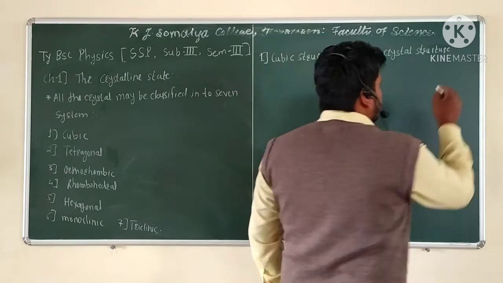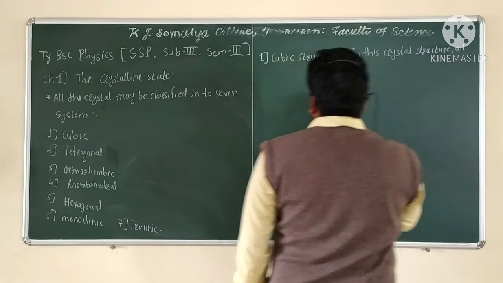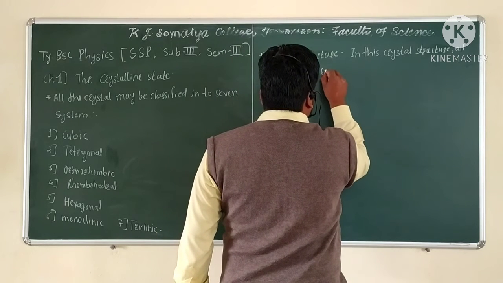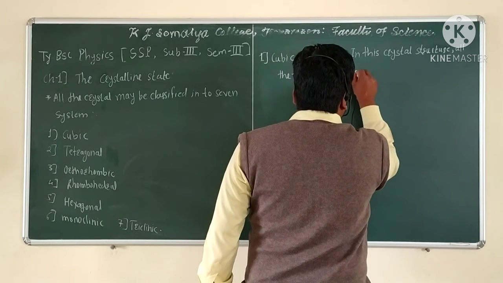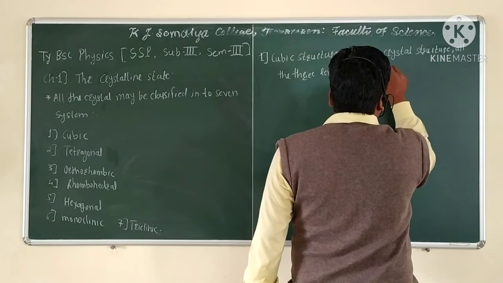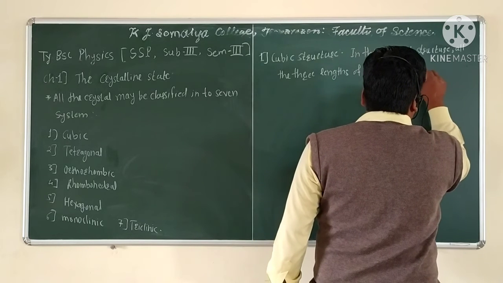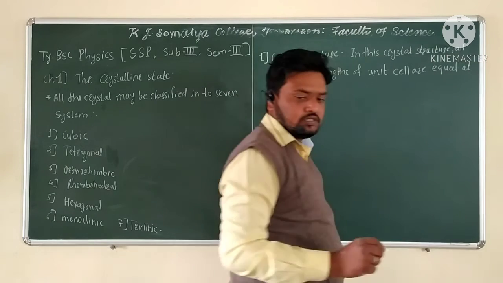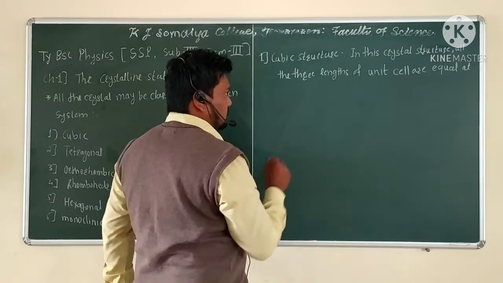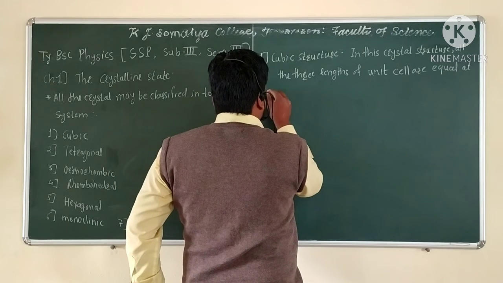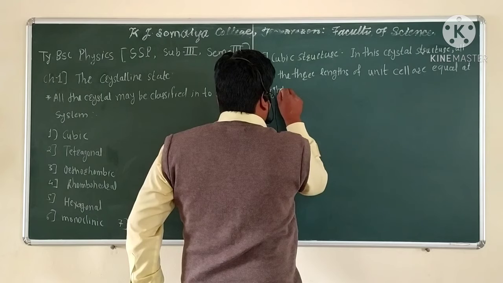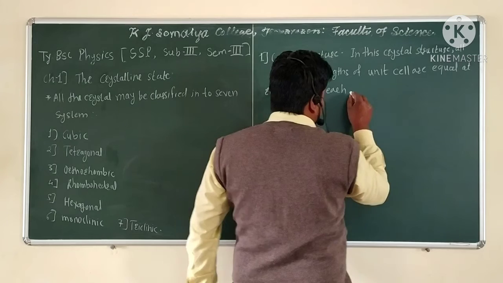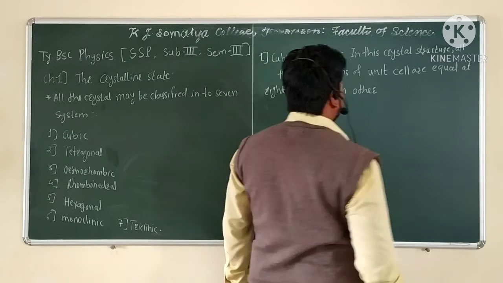In this crystal structure, all the three lengths of the unit cell are equal and at right angles to each other. Okay, so this is the main condition in the cubic structure.